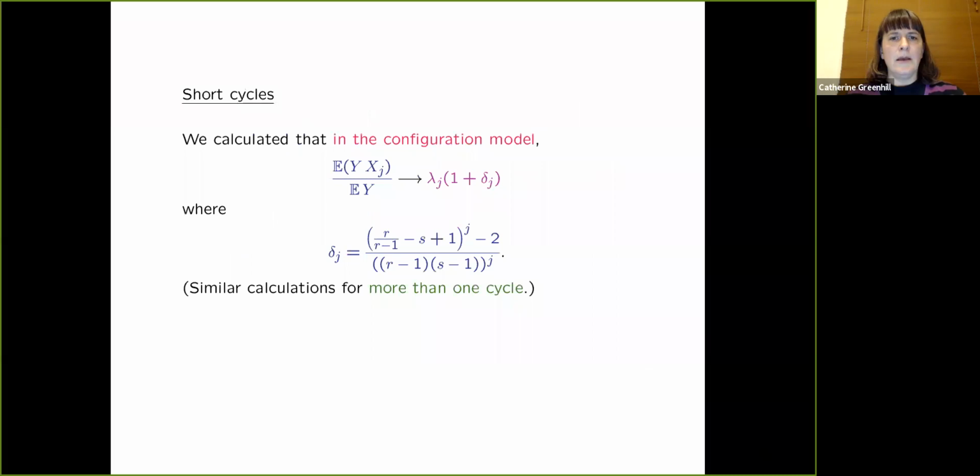Okay. So that's the expected value, but for the property A2, we need to look at short cycles. And really you have to condition on the values of x1 up to xm, but the key step is to understand how y interacts with a single cycle. So we look at the expected value of y times xj divided by the expected value of y, and it tends to this product, which tells us the value of delta j. And you have to do the full calculations with more than one cycle.